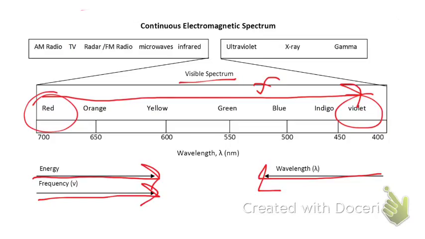All right, so let's summarize really quickly. Red light has the largest wavelengths, the smallest frequency, and the smallest amount of energy in the visible region. Violet light has the smallest wavelengths, the largest frequencies, and the largest amount of energy in the visible region. All right, so overall then, gamma rays would have the greatest amount of energy. Radio would have the least amount of energy on our electromagnetic spectrum. Okay? Hopefully that makes sense.